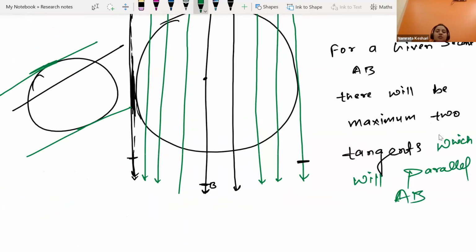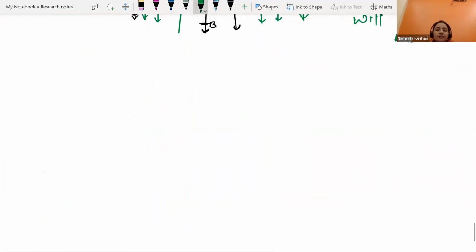Logically it is also true. Think about it. One on the top you can draw, one on the bottom. A parallel line can't be slanted or inclined, it has to be parallel. So of course only two we can draw. Okay, let's move.